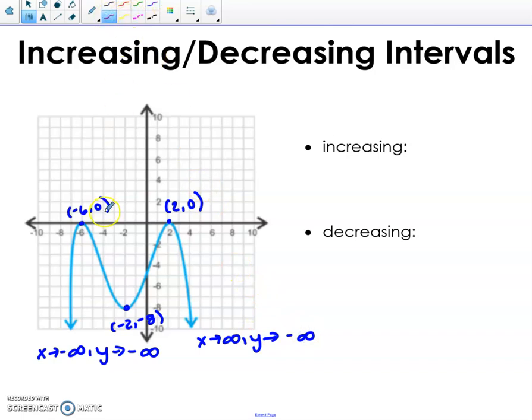And again, we're dealing with the x's only. So we're going to box the x's so we know to pay attention to just those.